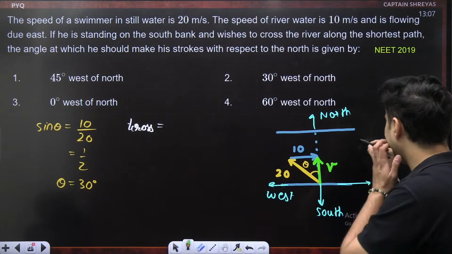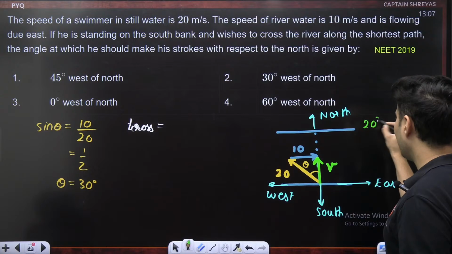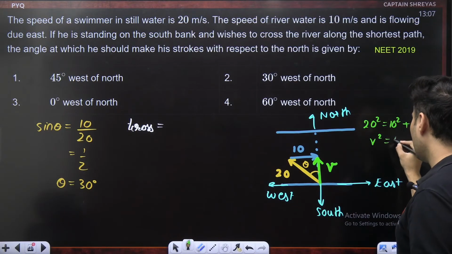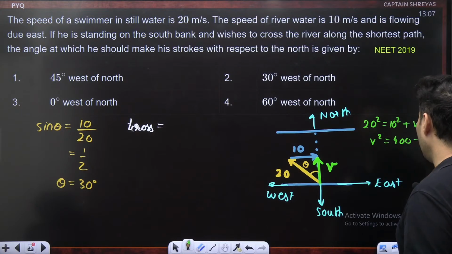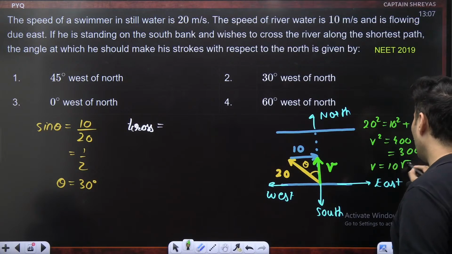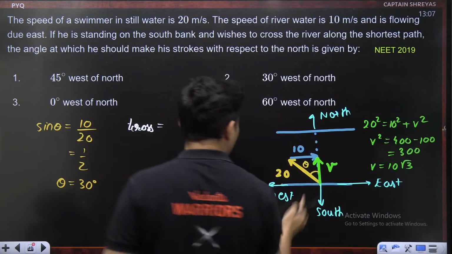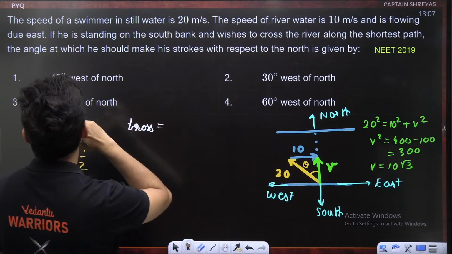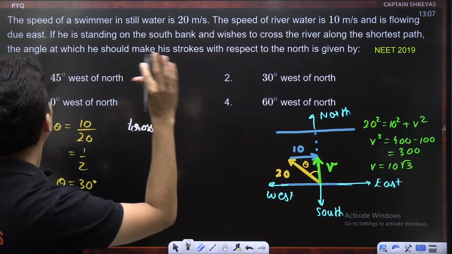This is 20, this is 10. So 20 square is 10 square plus v square. So v square is 400 minus 100, which is 300. So basically v will be 10 root 3. So time to cross will be distance. What is the distance? It's not given.